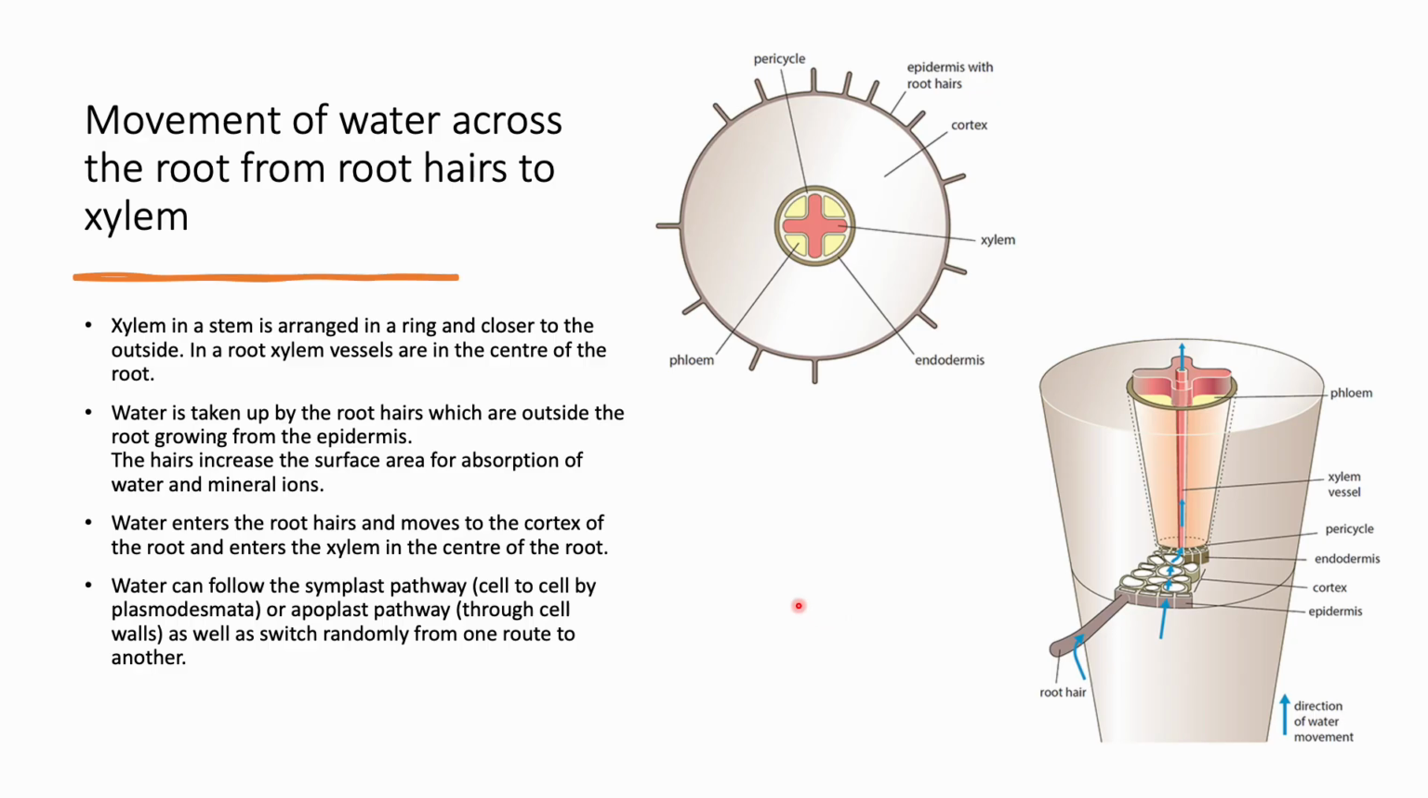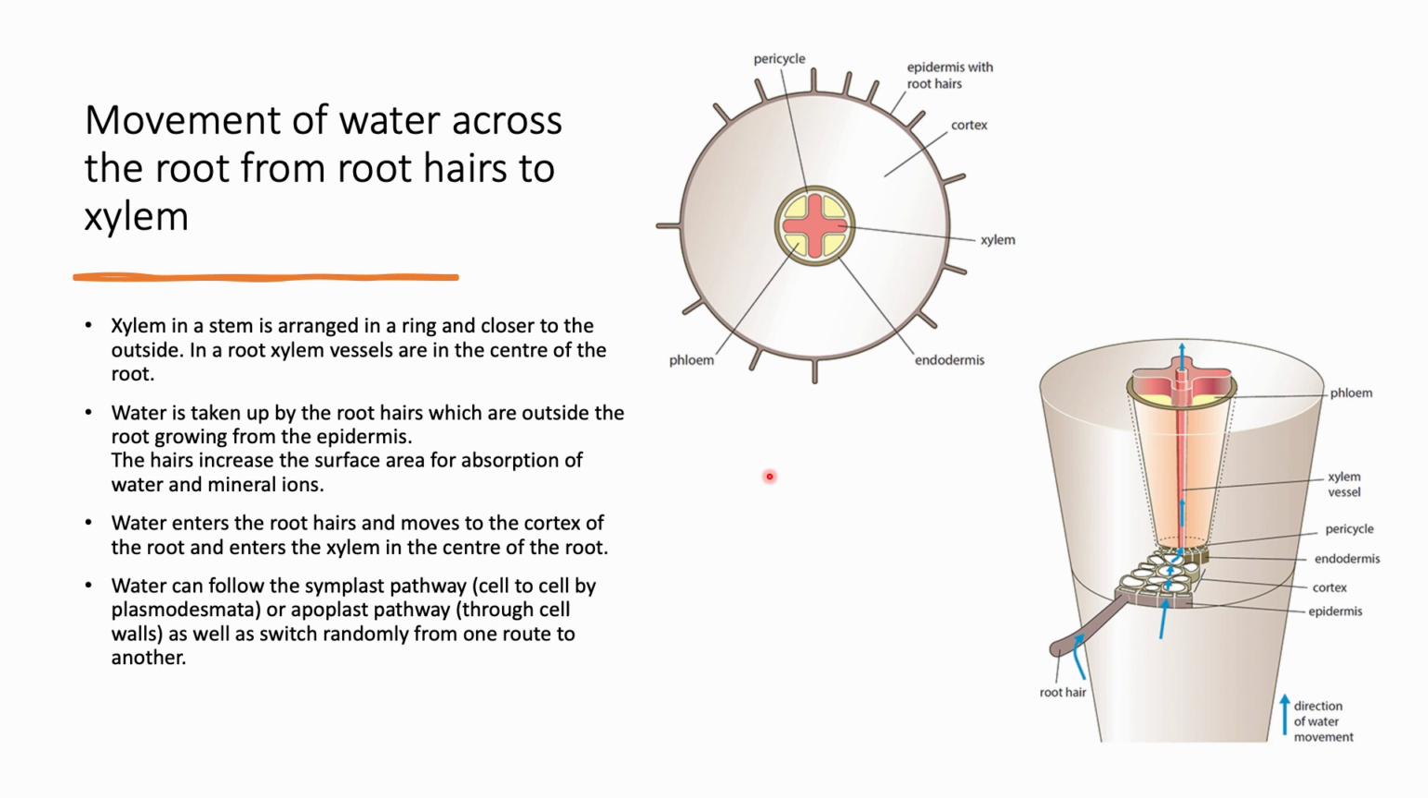Looking at water across the roots, from the root hairs to the xylem. Xylem in a stem is arranged in a ring and it's closer to the outside structure. In a root, the xylem vessels are in the center of the root. This center piece is representing a root. The center is where you would find the xylem. Again, this would be the xylem and the phloem is outside that. So that's your xylem.